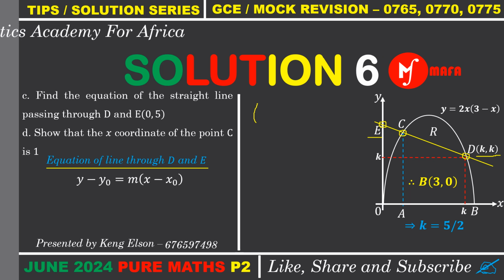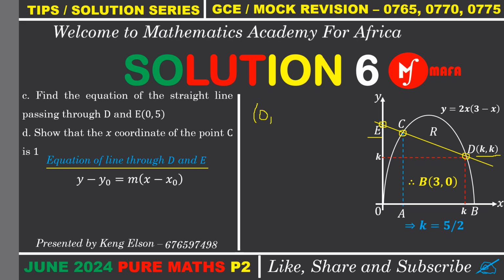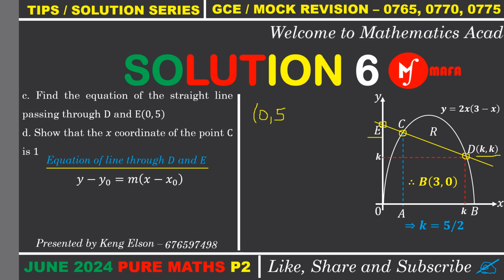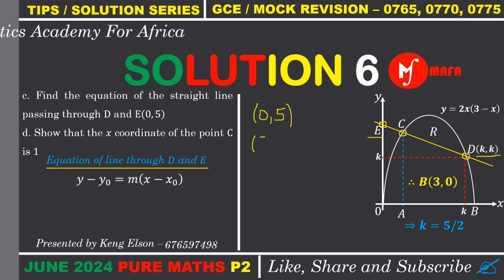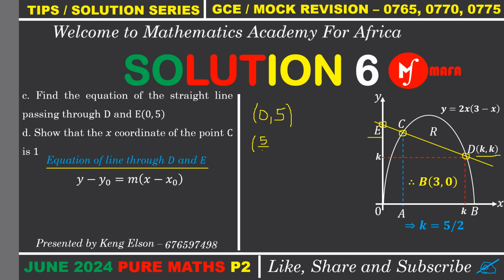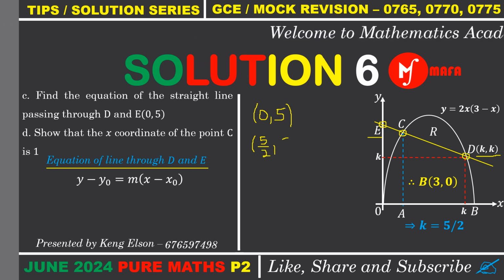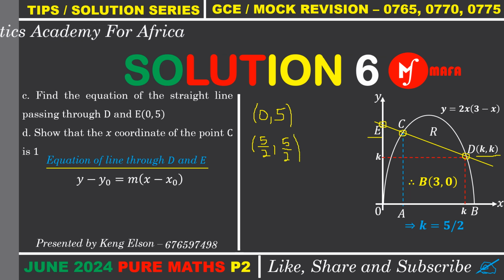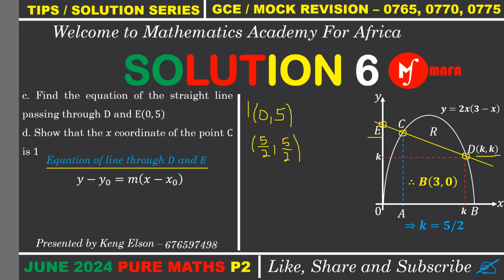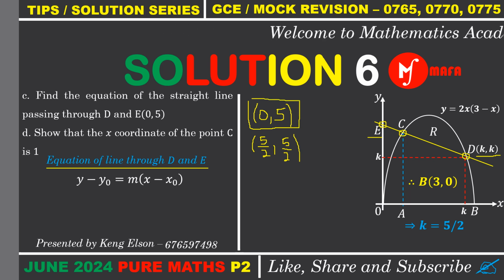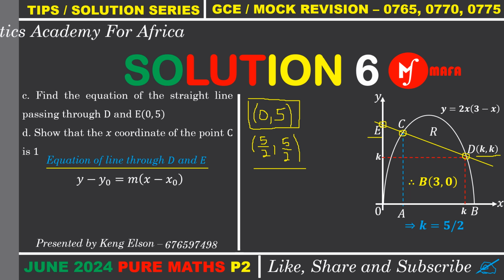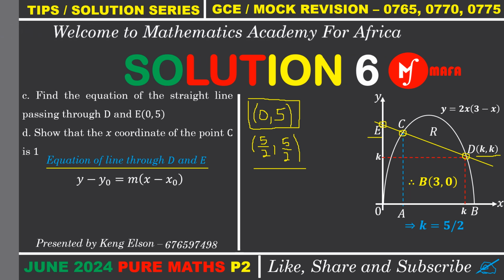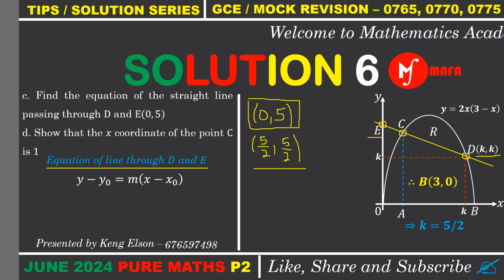So the point E has coordinate (0, 5), and the point D has coordinate (k, k), where k is 5 on 2, so you are going to have (5/2, 5/2). So for your x0 and y0, you could use any of these points. If you use the first point, x0 will be 0 and y0 will be 5. If you use the other point, your x0 will be 5/2 and your y0 will be 5/2. But I prefer to use the first point because there is already a 0 there, which is going to ease the work.